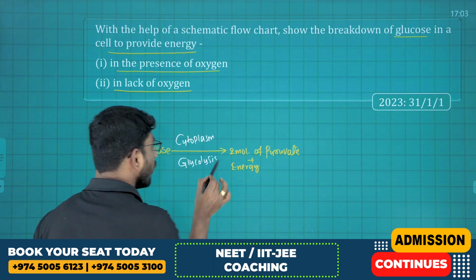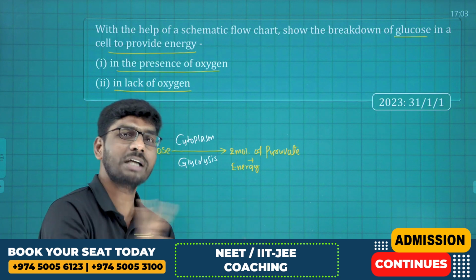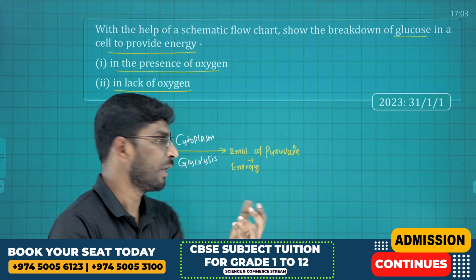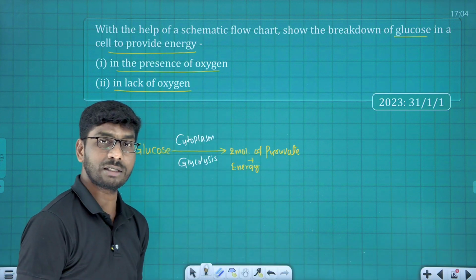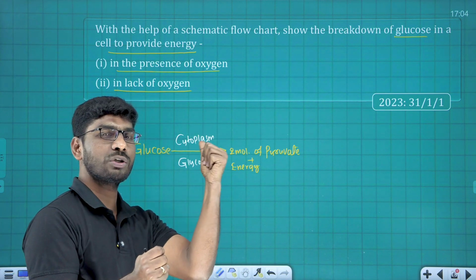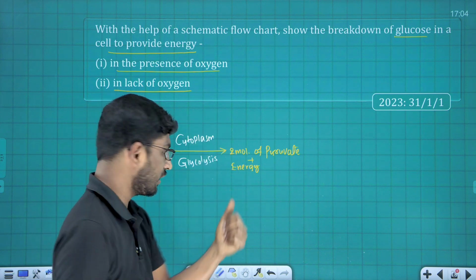This is step 1, the first step in all types of respiration, aerobic respiration or anaerobic respiration. Glucose converts into pyruvate in the cytoplasm. But we have 2 conditions in the question. Number 1, in presence of oxygen. Look here.